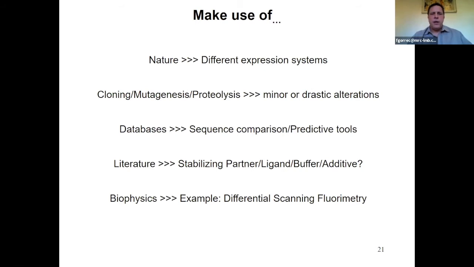In the same way, we need to have a look at the literature. Maybe someone in the past with a similar sample found a stabilizing partner or stabilizing ligands, or tried different buffers, some additives. So it's important to have a look at what's been done before. And then there are all the biophysics assays, and there are a lot of them that could be helpful. I will just mention one, which is the differential scanning fluorimetry technique. We'll see that in a few minutes.